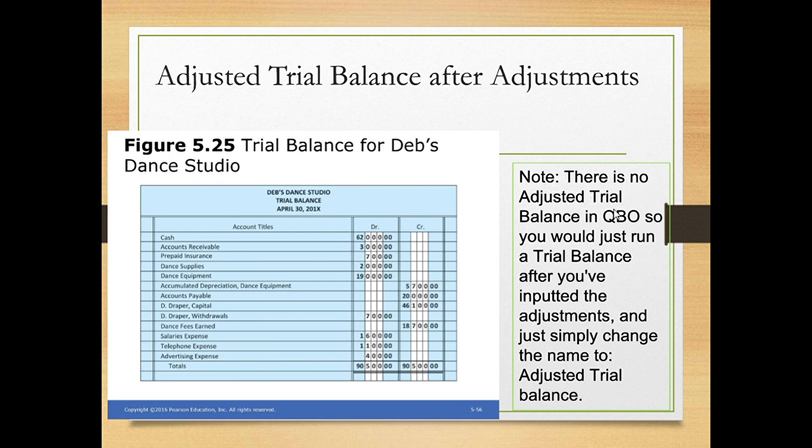There is no adjusting trial balance in QBO, in QuickBooks Online. So you would just run a trial balance, and then after you've run it, you can save it as adjusting trial balance. So once you've inputted all your transactions, and then you did your adjustments, your adjusting journal entries, then you would do another trial balance after that, and you would just simply save it as adjusted trial balance. I just wanted to write this note. So usually the first thing you do is look at your trial balance, but then you do your adjustments, and then look at another. We'll do that in my QuickBooks class, and I also have that in the posted QuickBooks class I have on this channel.